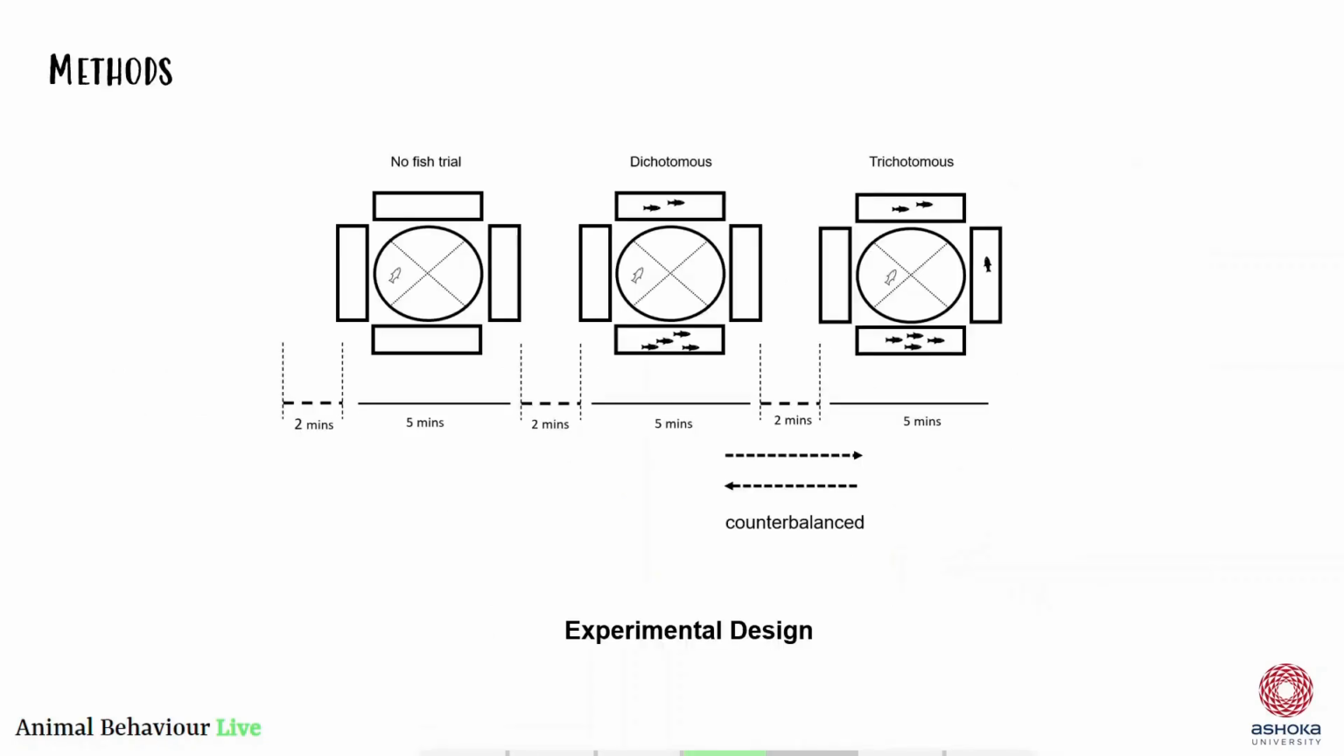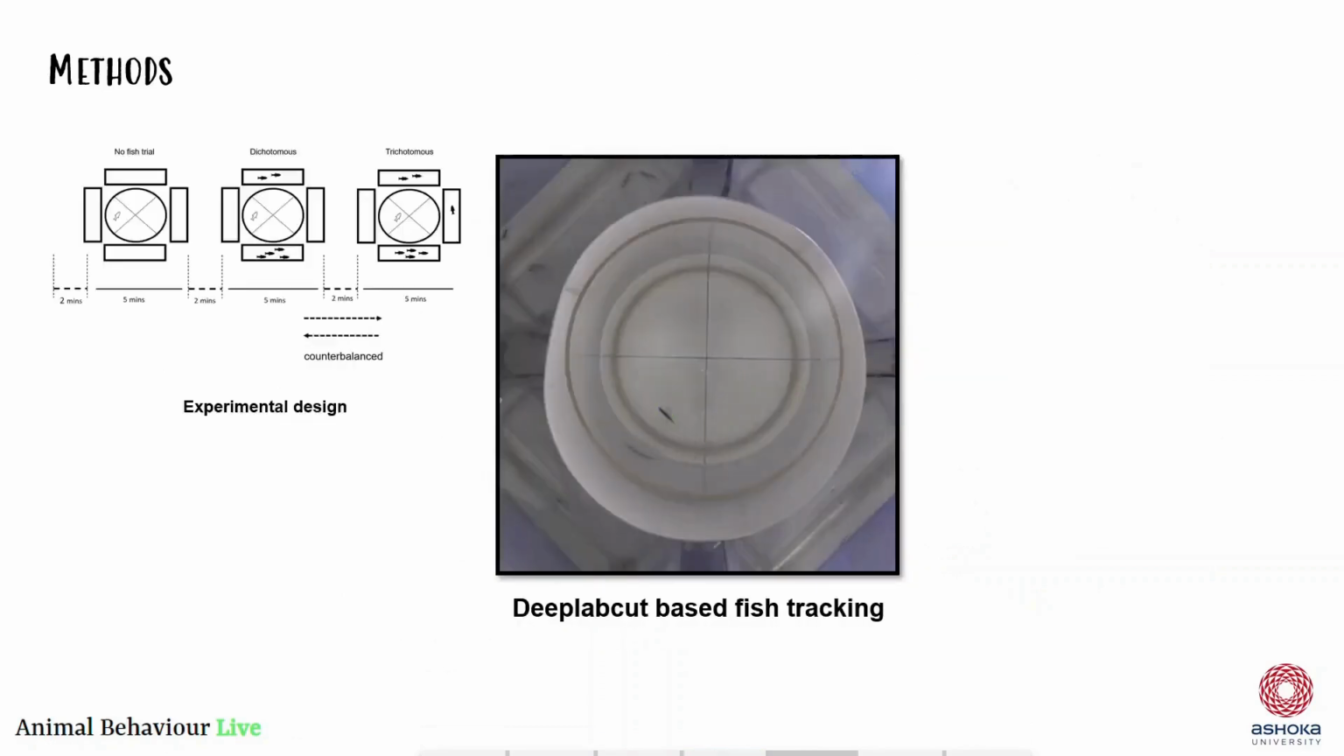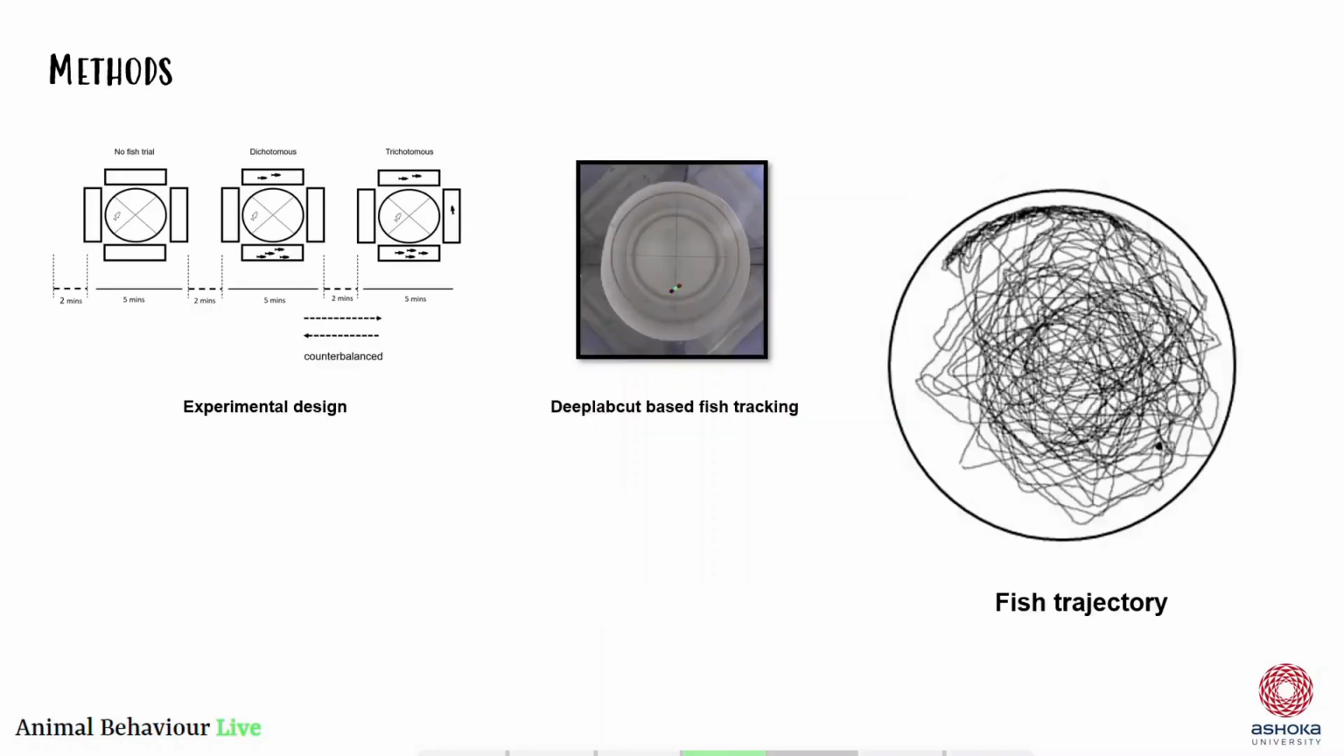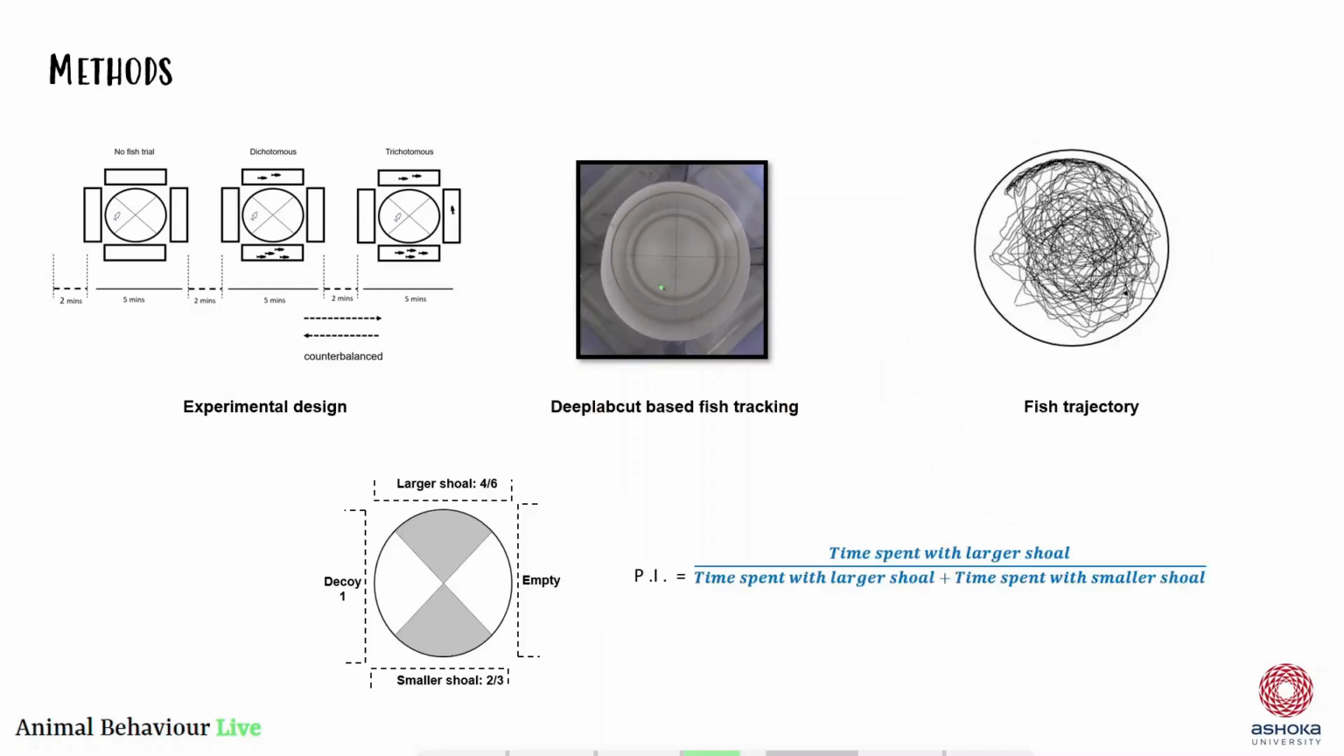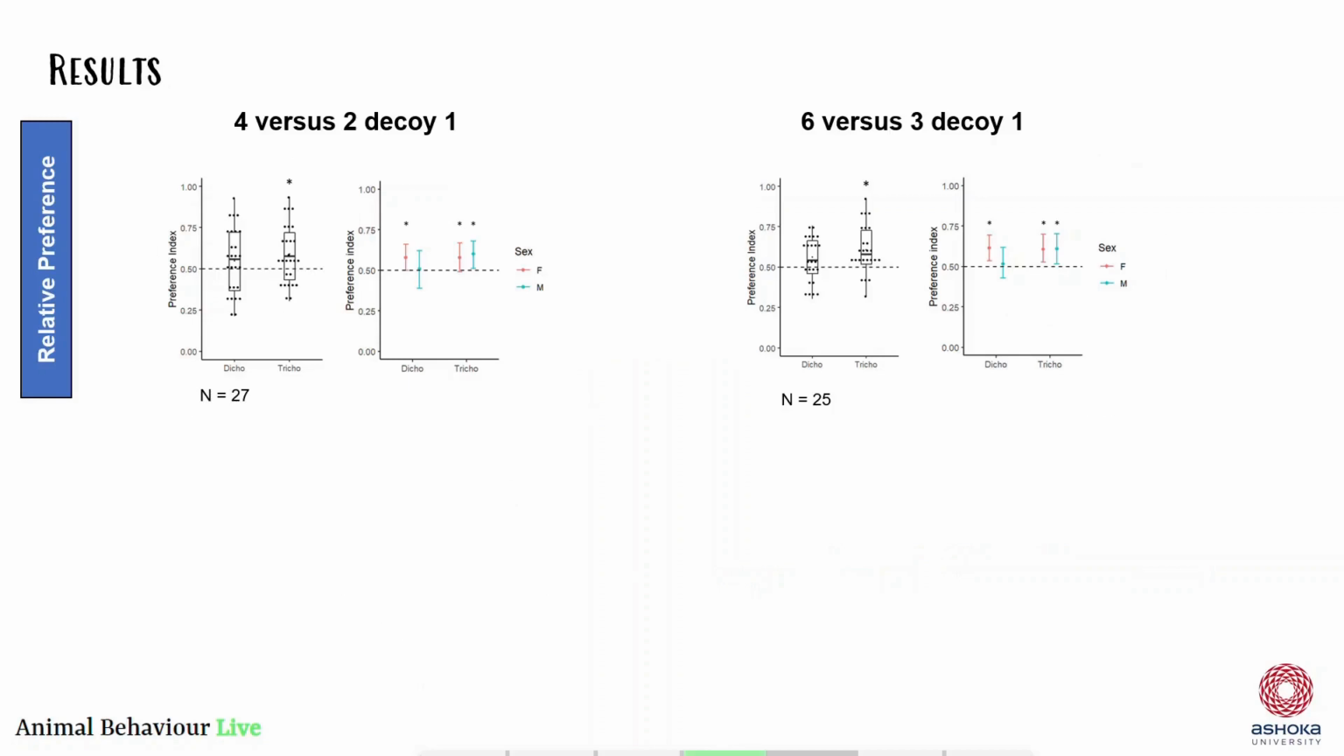We presented shoals of different group sizes to a freely moving zebrafish in the central tank, in a counterbalanced presentation of dichotomous and trichotomous choice sets, after 5 minutes of no shoal presentation trials. We tracked the fish using DeepLabCut pose estimation software and generated trajectories. Using these trajectories, we calculated the time spent in each sector and relative preference for the larger shoal of 4 and 6 over 2 and 3, with one fish as third option, also known as the decoy option. Relative preference was compared between dichotomous and trichotomous treatment.